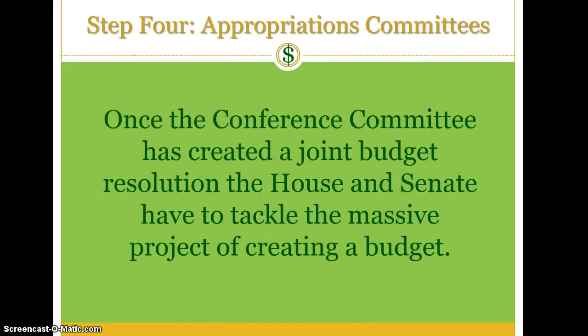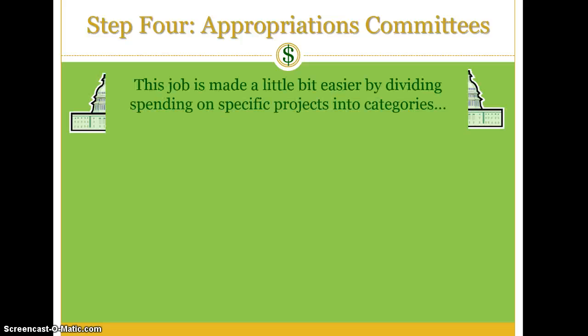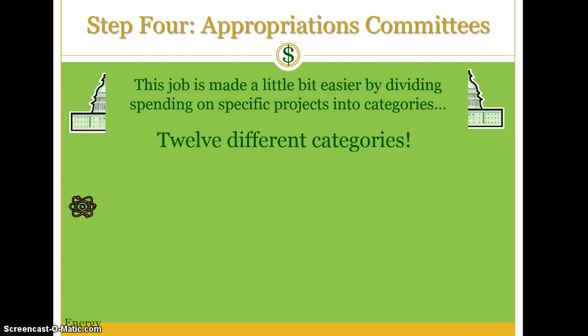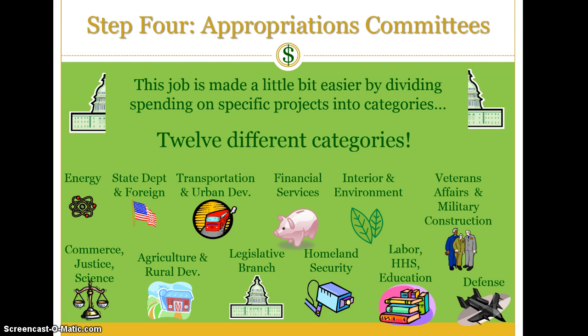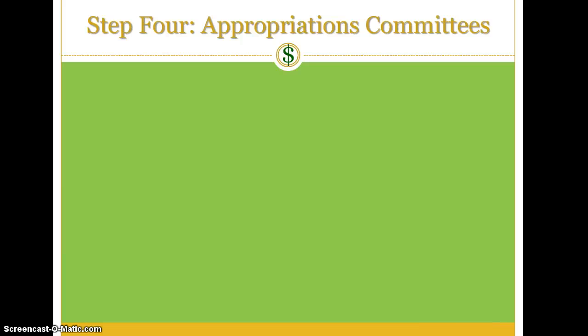Once the conference committee has created a joint budget resolution, the House and Senate have to tackle the massive project of creating a budget. This job is made a little easier by dividing spending into specific projects into categories, like we do with our own personal budgets. There are 12 different categories: energy, State Department, transportation and foreign and urban development, financial services, interior and environment, veterans affairs, commerce, agriculture, legislative branch, homeland security, labor, and health and human services, defense.